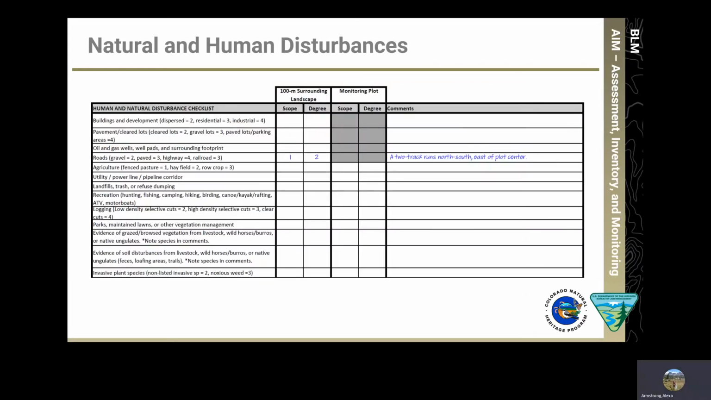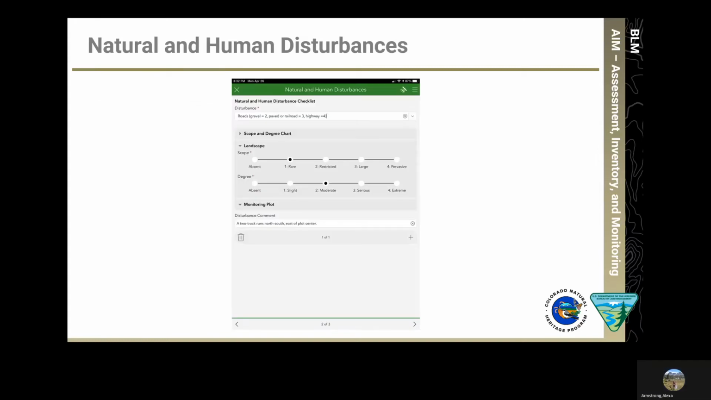If you are recording natural and human disturbances on a data sheet, you would record the scope and degree as seen here. A comments section is also available to describe the disturbance and any notable features. If you are using a tablet to collect data electronically, you can see an example of the Survey 123 form for natural and human disturbances here. Similar to the data sheet, you would record the scope and degree as well as any comments about the disturbance.